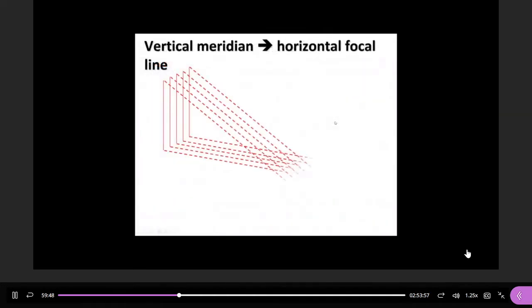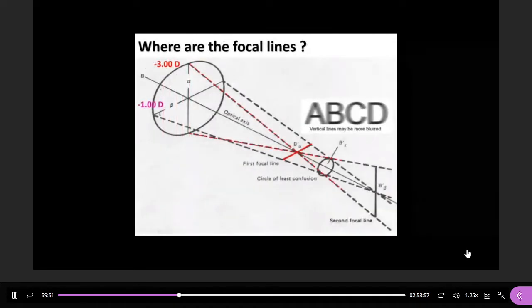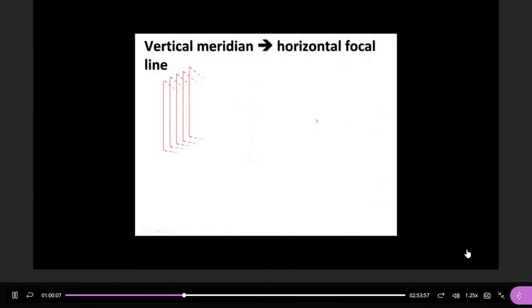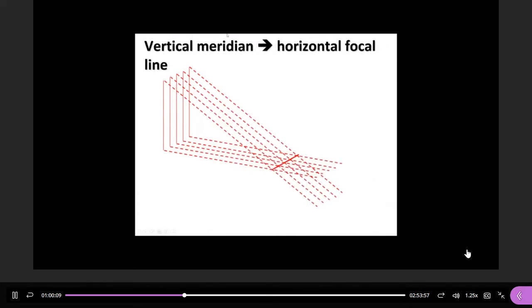The purple is where? Purple is 180. So in the vertical, actually, it is less, it is more clear. So in the vertical, because they have more power, it is more blurred. In the horizontal, it is more clear. All right. So this is the vertical meridian. They can change to the horizontal focal line. All right. This one is changed to here.